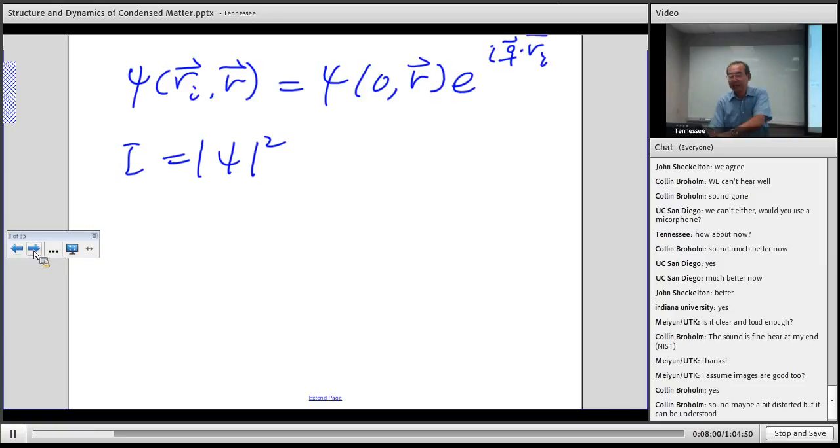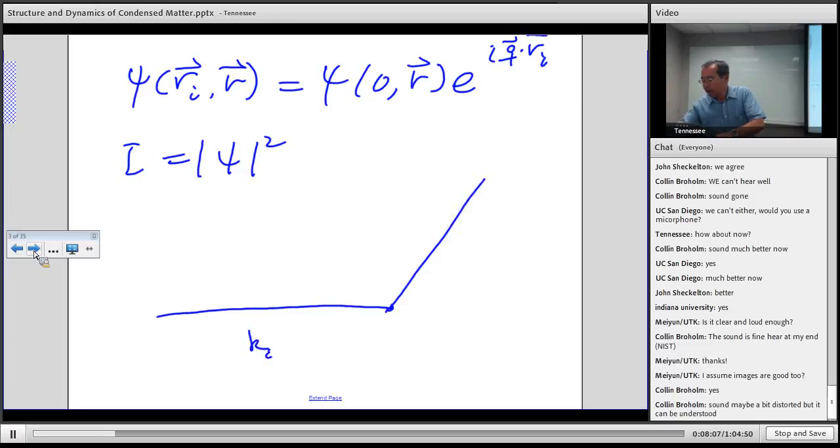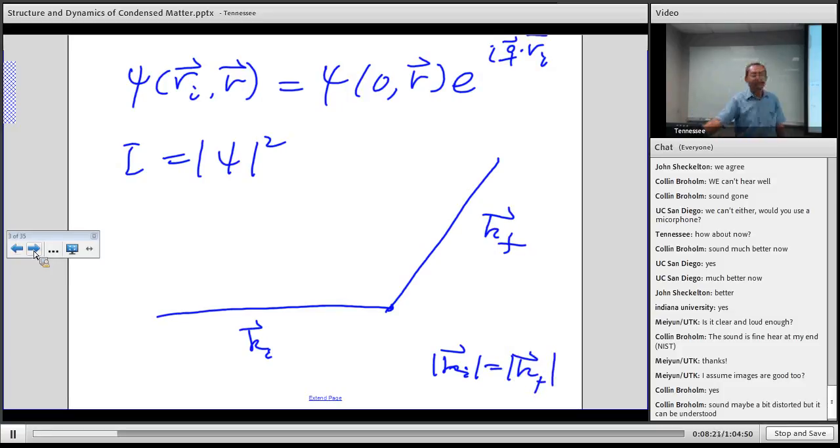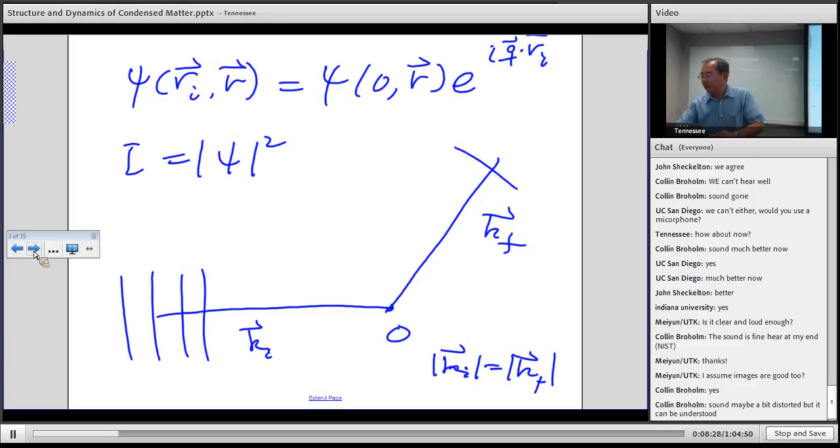Okay? So the question is that here, again, Ki goes away as a Kf. Now it's elastic, so the magnitude of Ki is equal to the magnitude of Kf. It's elastic. Okay? And let's see, this is the origin. So, you know, the incoming wave is a plane wave. The outgoing wave is also a plane wave, not of R, but it doesn't matter. You know, R is so big.